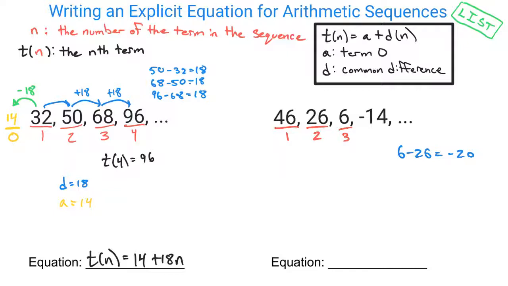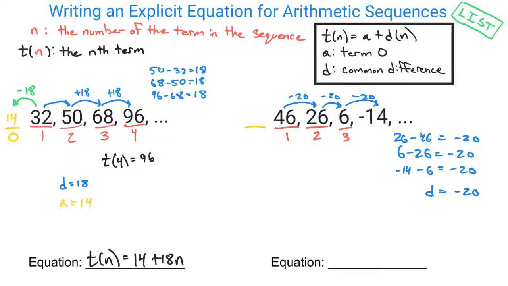If you did negative 14 minus 6, so moving between these two, that's also a negative 20. And if you did it between the first two as well, you'd have 26 minus 46, which is also a negative 20. So you can see that the common difference is a negative 20. We're always subtracting 20 to go from one term to the next. So that's the first major part of the problem. Now you need to work backwards to figure out what term 0 is.